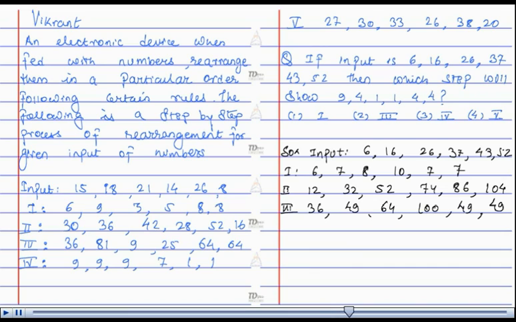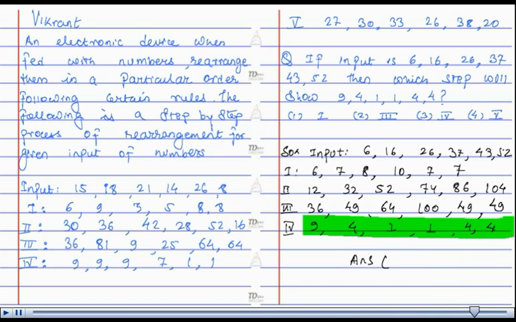And step 4 will be the sum of the digits of step 3, that is 3 plus 6 is 9, 9 plus 4 is 13, 3 plus 1 is again 4, 6 plus 4 is 10, 1 plus 0 is again 1, this is again 1, and 9 plus 4 is 13, 3 plus 1 again gives you 4, and 9 plus 4 is 13, that again gives you 4. So this is the required step which we can get from here. So the answer therefore turns out to be the fourth step, that is the third option.